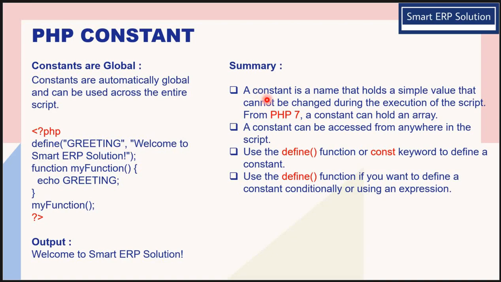So, summary. A constant is a name that holds a simple value that cannot be changed during the execution of the script. From PHP 7, a constant can hold an array. A constant can be accessed from anywhere in the script. Use the define function or const keyword to define a constant. Use the define function if you want to define a constant conditionally or using an expression.